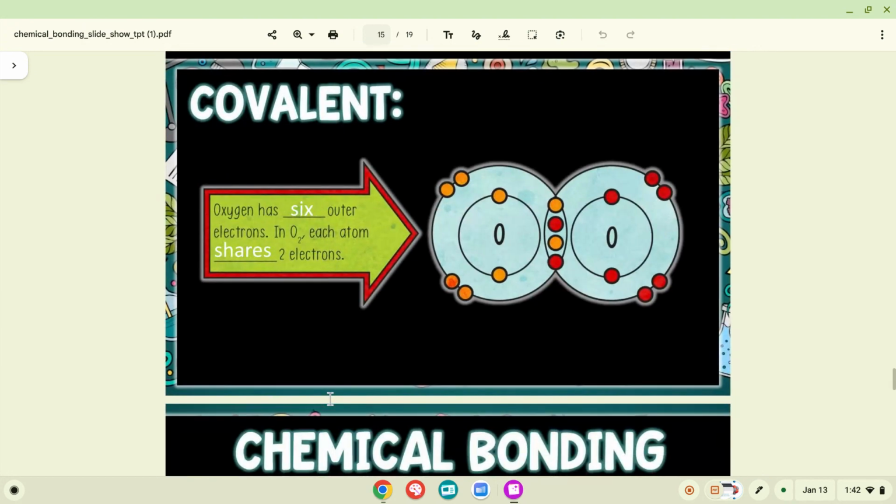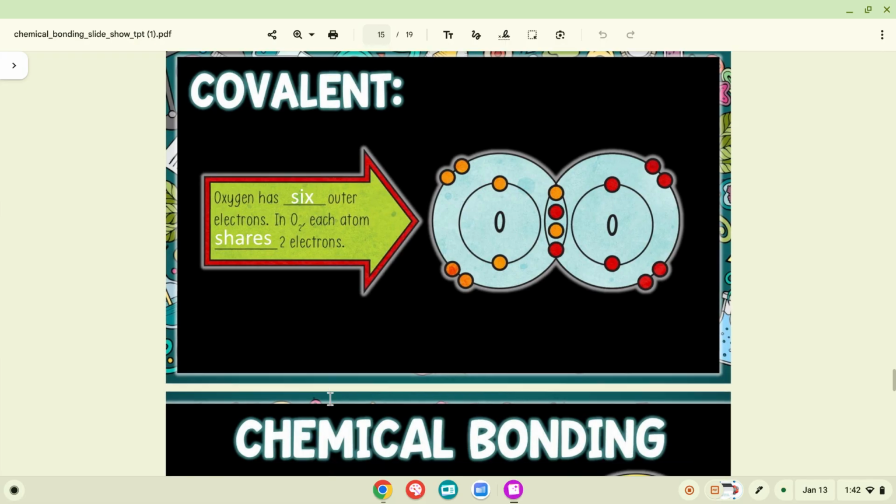Oxygen has 6 on the outside. And so in O2, each atom is sharing 2 to finish up into 8 for each other. And this is why oxygen in our atmosphere is usually O2, not just O, because they want to do this. They're not happy on their own.